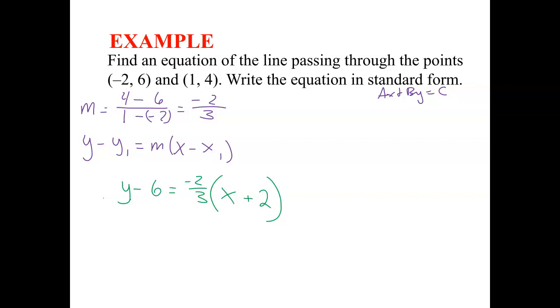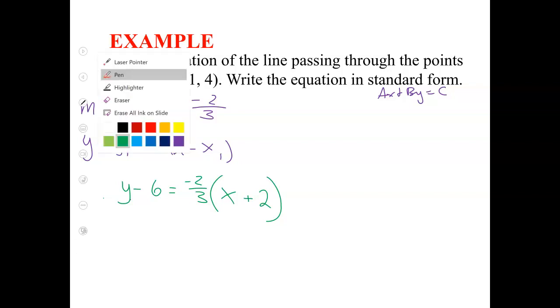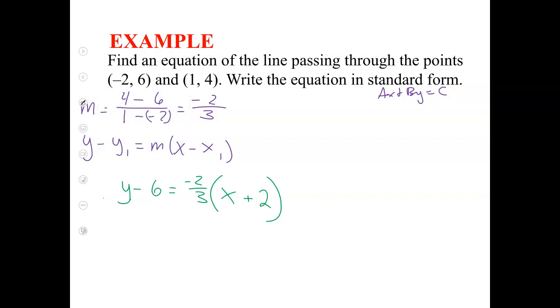Alright? Now, in order to get it in the standard form, usually we're going to end up writing it in slope intercept and then going from there. So what am I going to do next? Distribute. Always get rid of that parentheses first. Let's go ahead and distribute. Y minus 6 equals negative 2/3 x.